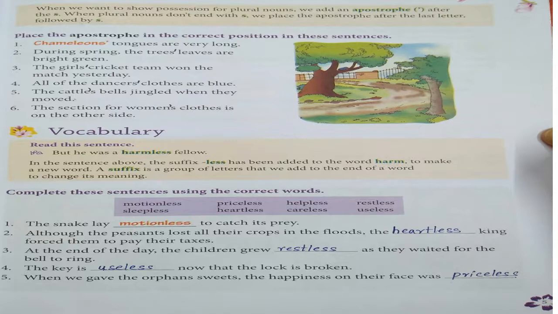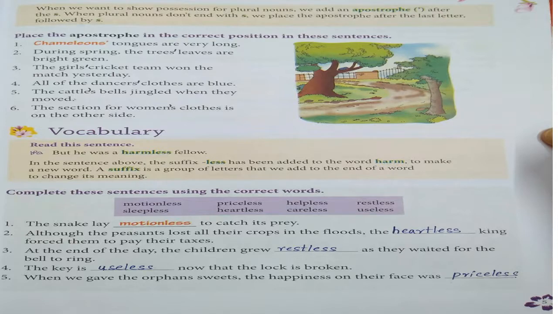You can see. The cattle's bells jingled when they moved. Now look at this word, children, cattle. Cattle itself is a plural word like children. And this word cattle is ending with E. When the word doesn't end with S, you put the apostrophe first, then you write S. That is the reason after E there is an apostrophe and then an S. Did you understand the difference, children?